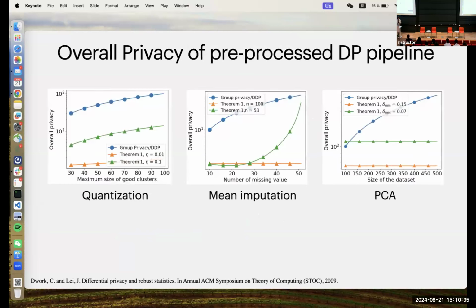We apply our meta theorem to different preprocessing algorithms, and here is a visualization of our result. The blue line is the naive analysis with group privacy, and the green and the orange lines are from our analysis. We have two lines because this is necessary: the L2 sensitivity and L infinity sensitivity of the preprocessing function can sometimes be very large, and we need some assumptions on the data set to make this sensitivity reasonably small.